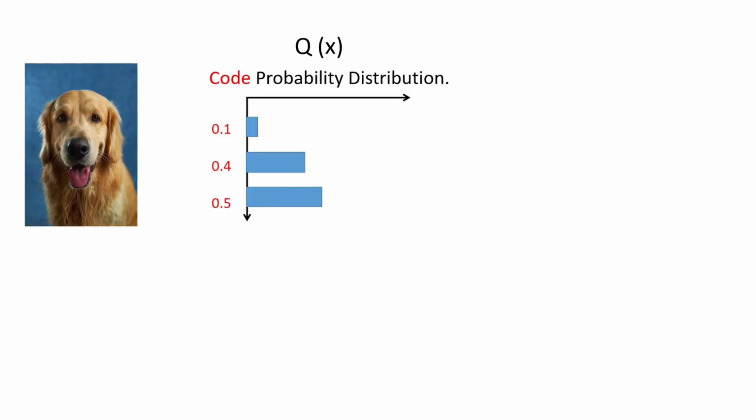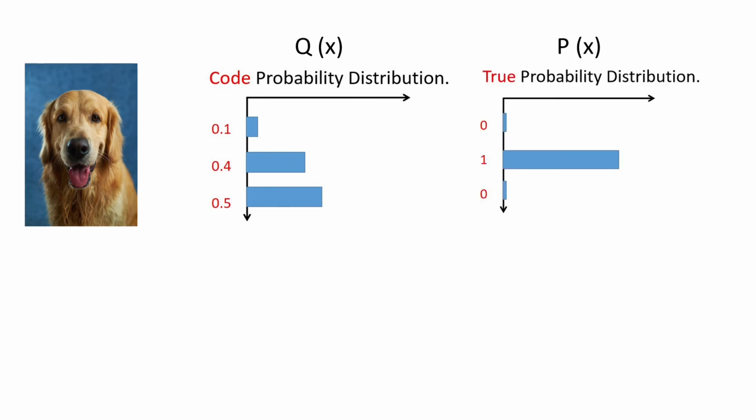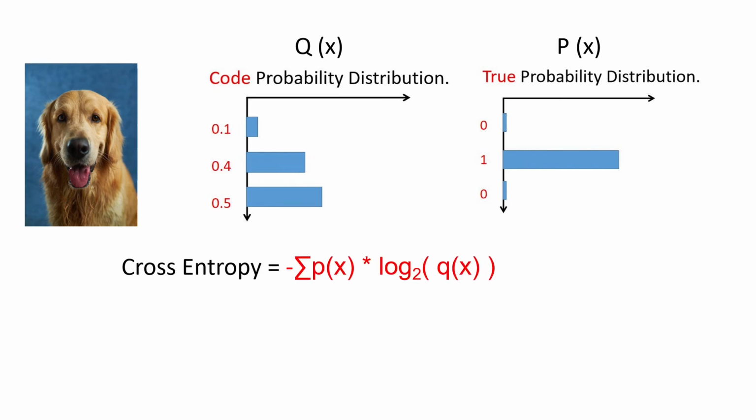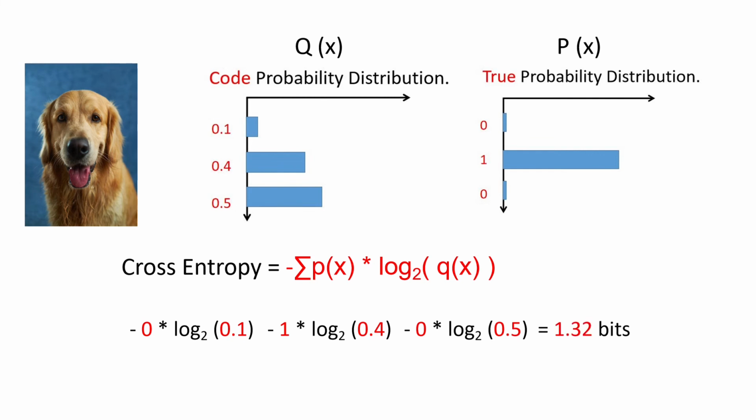And the real distribution, as we know we fed the image of a dog, will be 0, 1, 0. Now we can calculate the cross entropy using the formula: minus summation of p of x into log of q of x. So we will have minus 0 into log of 0.1, minus 1 into log of 0.4, and minus 0 into log of 0.5, which is 1.32 bits.